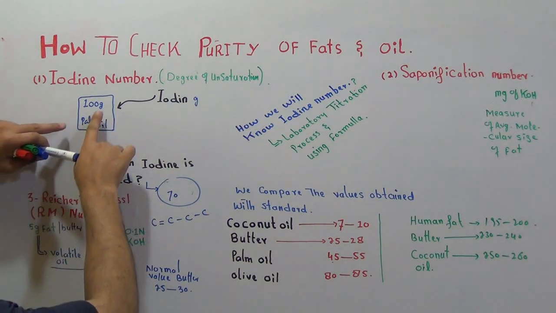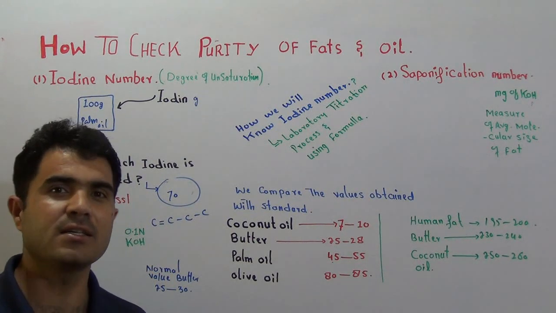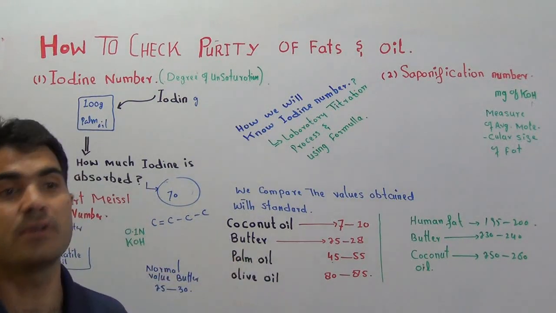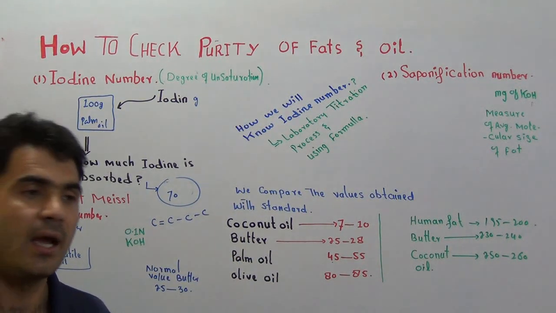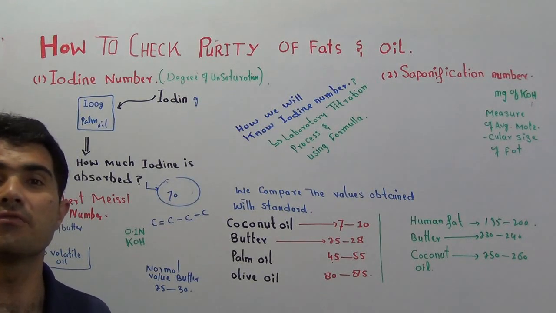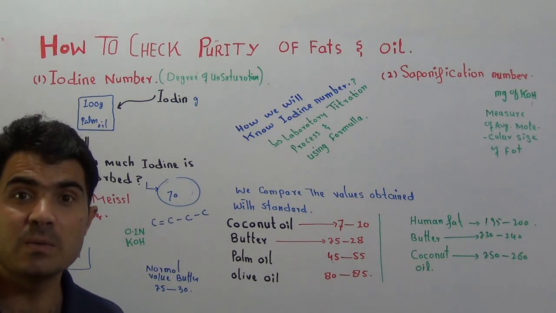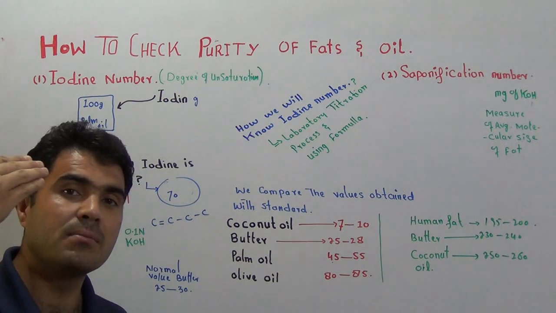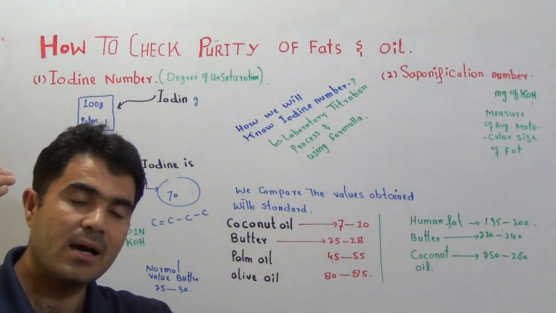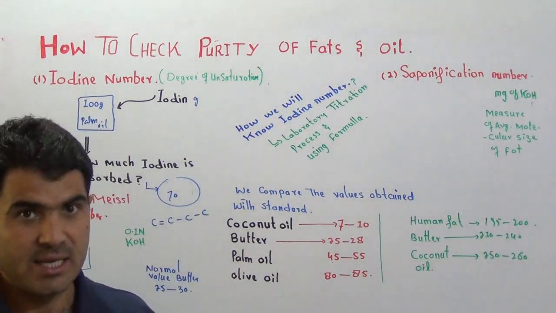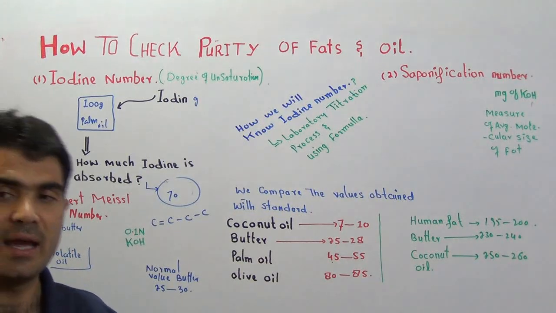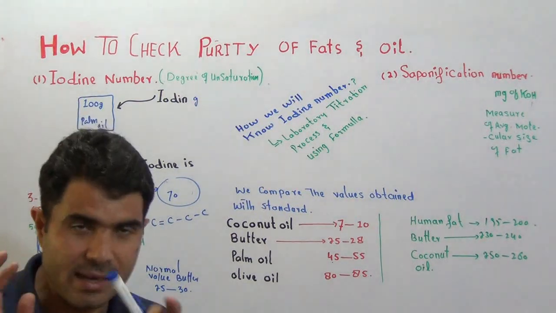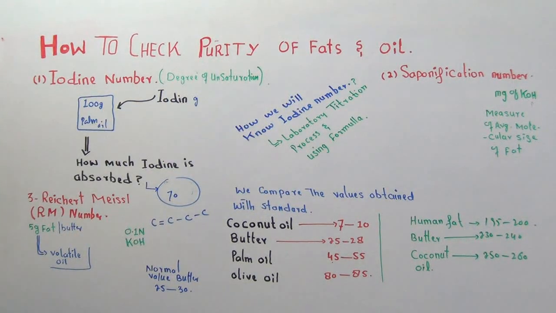Because when you take 100 grams of fat, it does not mean that it contains only one fatty acid. There will be hundreds of fatty acid molecules, and maybe 100, 120, or 150 double bonds will be there. So by this number, if you get an increased iodine number, we will assume that there are many more double bonds, more unsaturation. And if the iodine number is less, we will assume that the double bonds are fewer. So we finally got the first test, the iodine number.